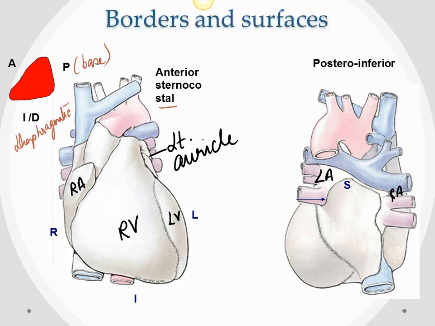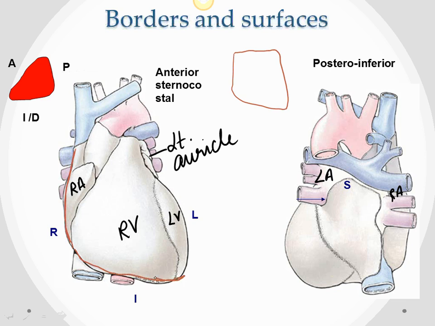So let's look at the borders of the heart first before we start with the surfaces. So I'm going to erase this, and if I was to draw the borders of the heart, it is somewhat like this. Somewhat kind of a little four-sided figure. So here is the right border. The R stands for right border. Then this becomes the inferior border. This becomes the left border, going all the way up here. And then going across like that is the superior border. So can you see how a figure like this has been drawn?